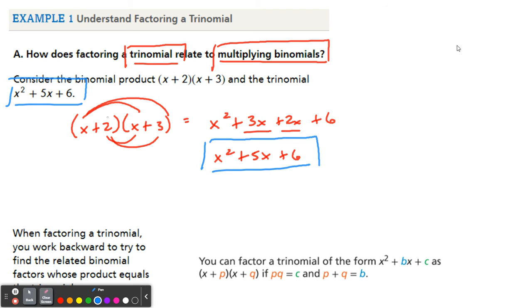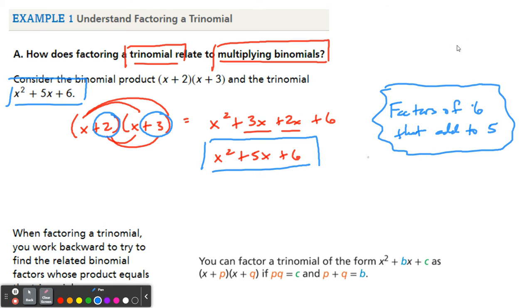Well, if we look, the important things here are the positive 2 and the positive 3. These numbers are what we call factors of 6 that add to 5. So if you look here, what is 2 times 3? Well, 2 times 3 is 6. That's how you get the last 6. Okay, and then what is 2 plus 3? Well, 2 plus 3 is 5. That's how you get the 5 in the middle.